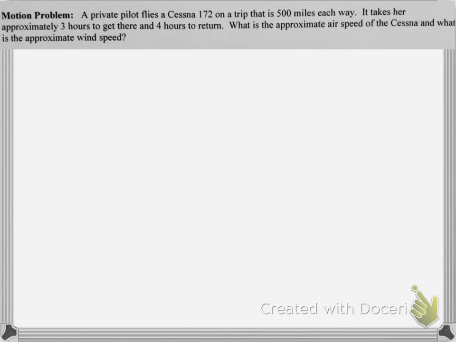A private pilot flies a Cessna 172 on a trip that is 500 miles each way. It takes her 3 hours to get there and 4 hours to return. What is the approximate airspeed of the Cessna, and what is the approximate wind speed?